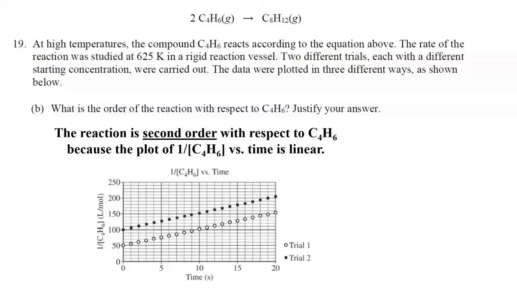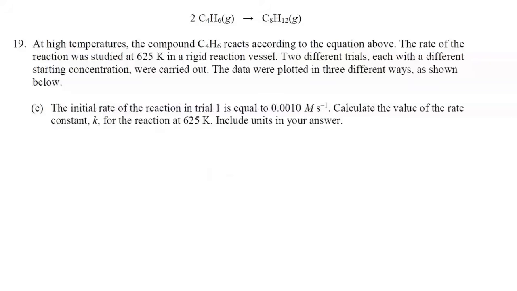Now that we know it's a second order rate law, it says the initial rate of the reaction in trial 1 is equal to 0.0010 molarity per second. Calculate the value of the rate constant k for the reaction at 625 Kelvin. Include units in your answer. So be thinking about how you would write the second order rate law.